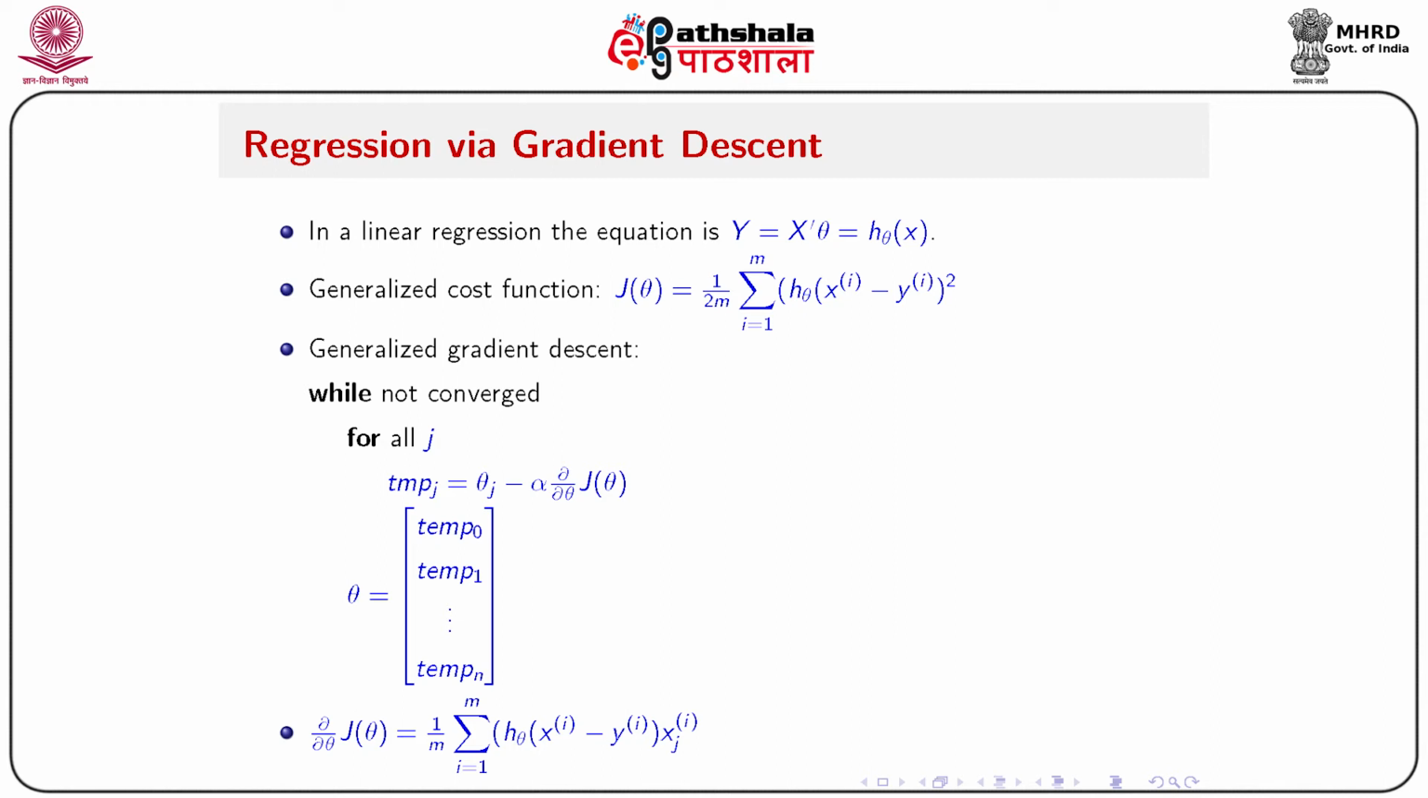And the generalized gradient descent algorithm would be: while not converged, for j, temp j equals theta j minus alpha times del J theta by del theta j, and then theta equals temp 0, temp 1, up to temp n. And del J theta by del theta j equals 1 by m, sum over i equals 1 to m, of h theta x i minus y i into x j i. So this is the basic algorithm when you are using the gradient descent method to estimate a simple linear regression.